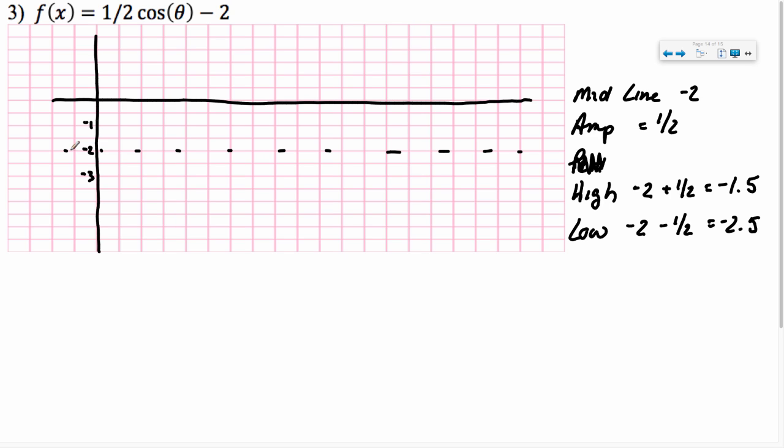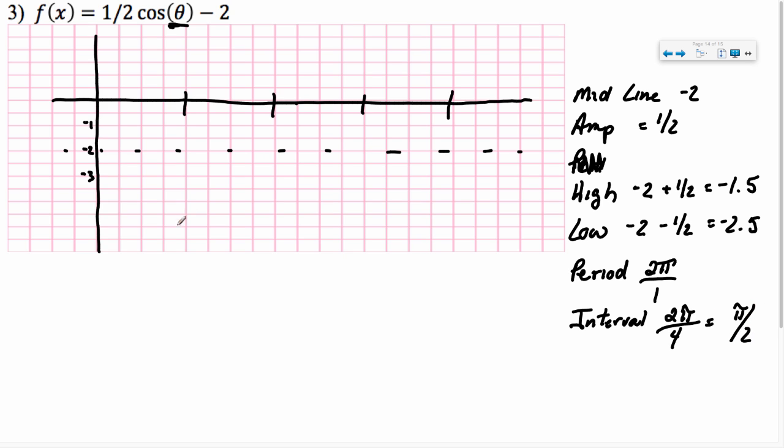Now, let's see, 4 zones, 4 intervals, 1, 2, 3, 4, 1, 2, 3, 4, 1, 2, 3, 4, 1, 2, 3, 4. What shall we label those? Well, we need to know the period, and that's 2 pi over b, or in this case, b is 1. Okay, there is no b, see that? Okay, cool, so the period's 2 pi, which means the interval will be 2 pi over 4, or just pi over 2.